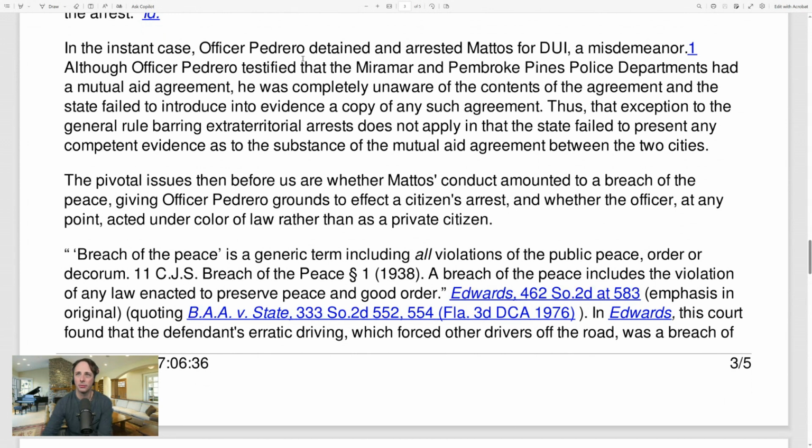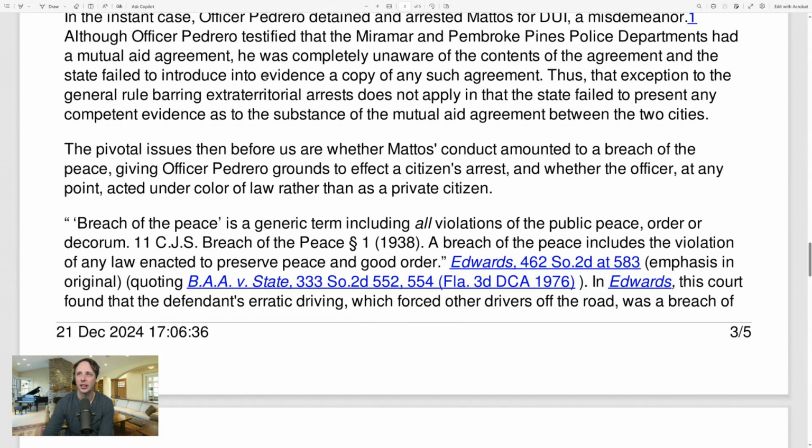So what are the limitations for misdemeanors? Although Officer Pedreo testified that Miramar and Pembroke Pines Police Department had a mutual aid agreement, he was completely unaware of the contents of the agreement, and the state failed to introduce into evidence a copy of any such agreement. Thus, that exception to the general rule barring extraterritorial arrests does not apply, and the state failed to present any competent evidence as to the substance of the mutual aid agreement between the two cities. So in this case, maybe he would have had a mutual aid agreement that would have allowed him to do something like that with the other police department, but the state did not provide evidence of it. And because they didn't provide evidence of it, and the court is only reviewing the legal standard, not the facts, that doesn't count for anything. So they can't rely on a mutual aid agreement. They can only rely on the citizen's arrest aspect.